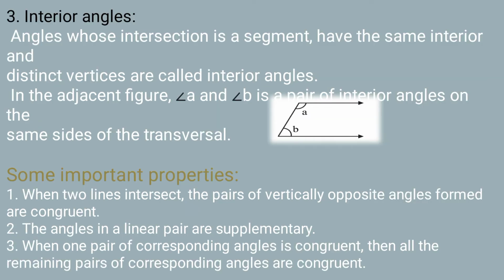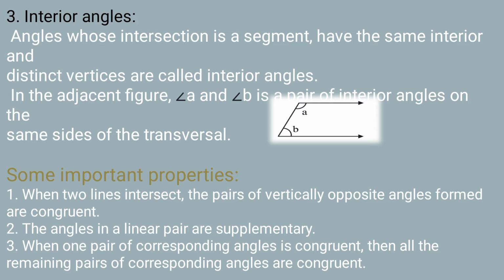Third, interior angles. Angles whose intersection is a segment, which have the same interior and distinct vertices, are called interior angles. In the adjacent figure, angle A and angle B are a pair of interior angles on the same side of the transversal. Some important properties.